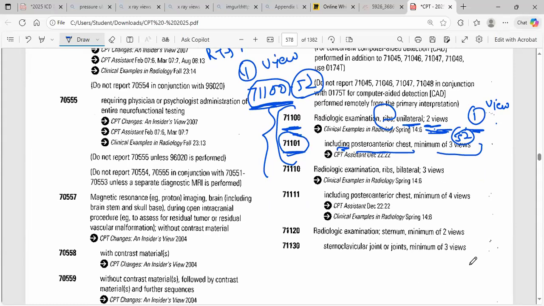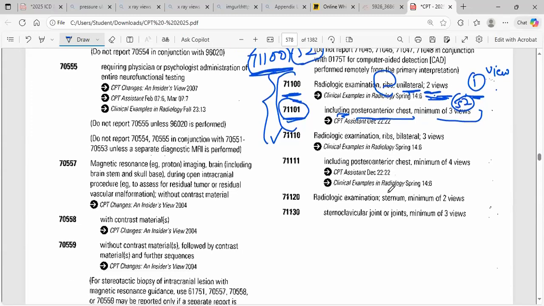Okay. So remember, we can use the modifier 52 to represent the reduced views. If the complete views are not performed, which is mentioned in the documentation, we are going to bill that procedure only with the modifier 52. The 26 and TC just represent the technical and the professional component only.